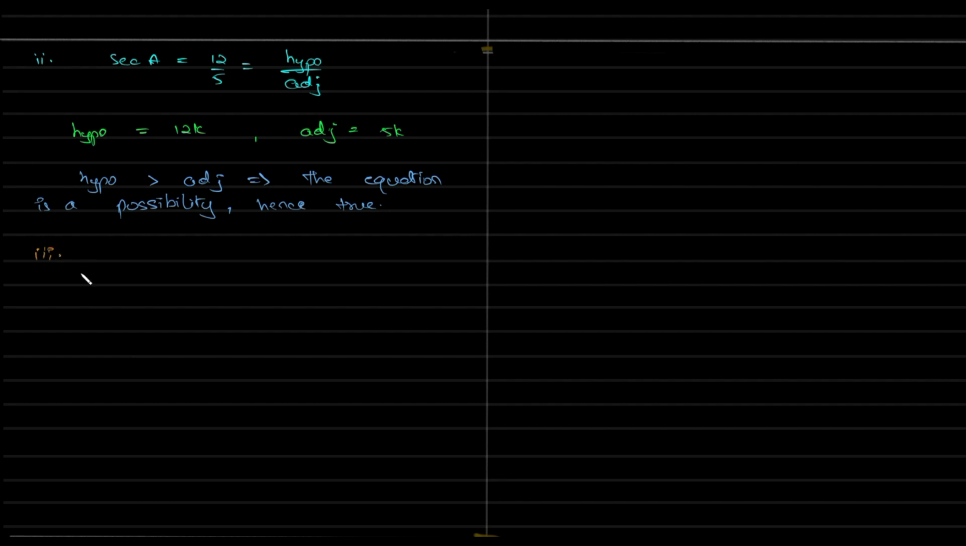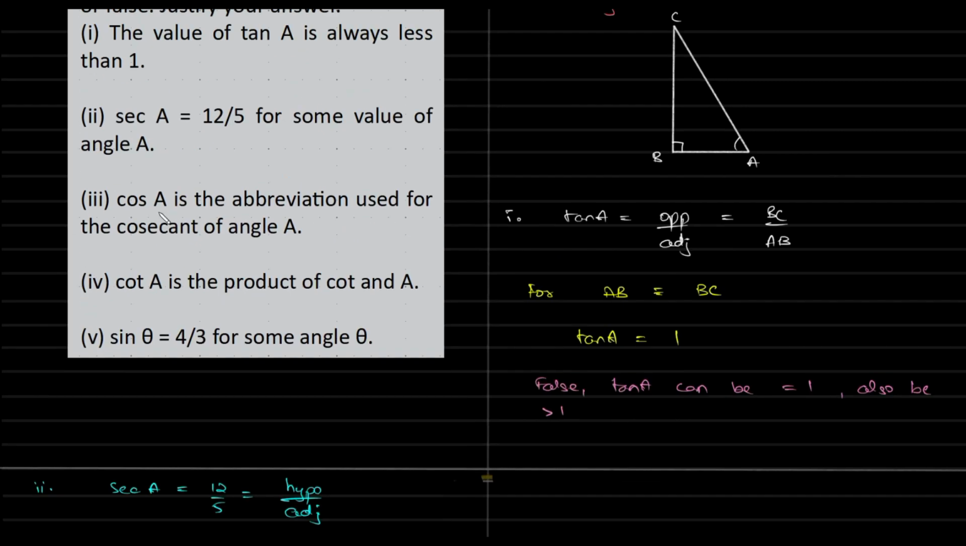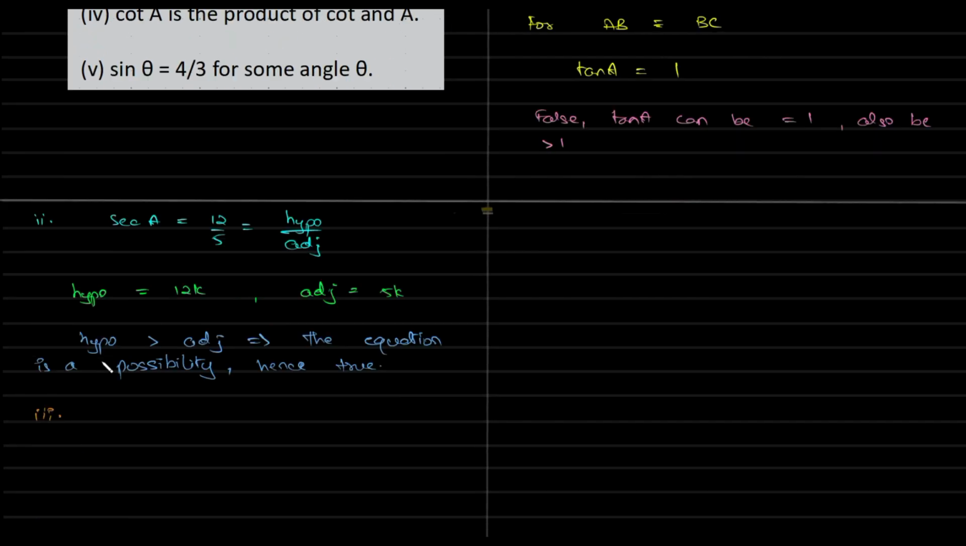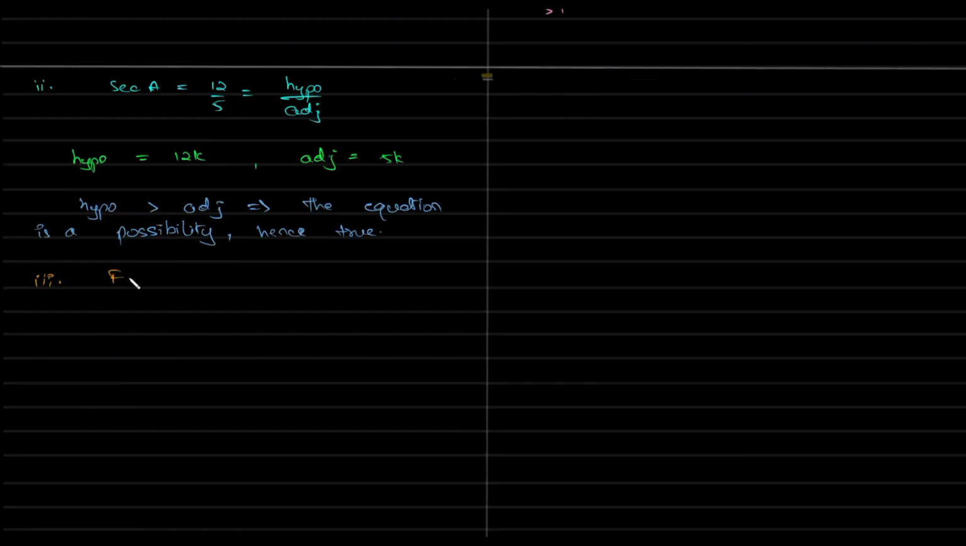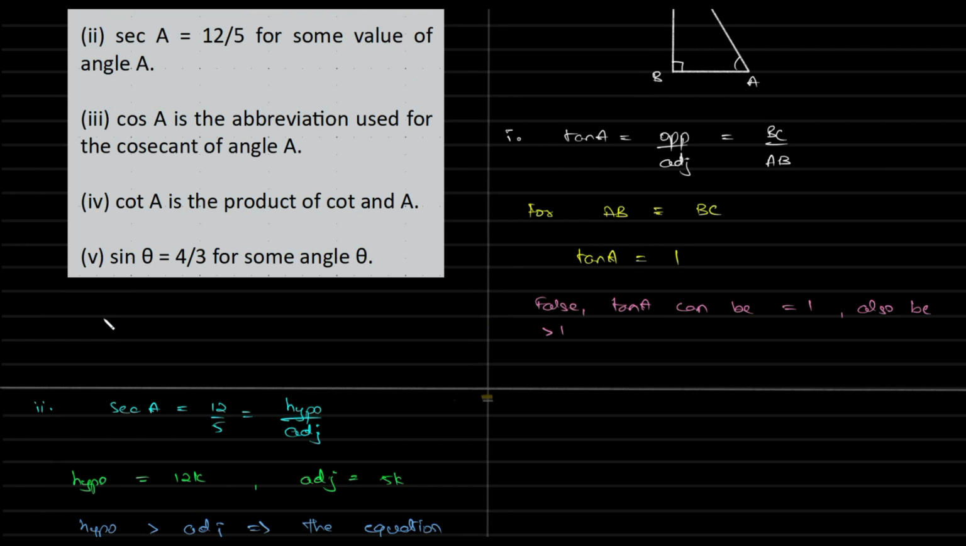Next, we have the third question. Cos A is an abbreviation used for the cosecant of angle A. It's not. Cosecant is altogether a different definition. Cos A is a different ratio altogether. So it is false. I'm not going to justify, it's kind of too simple.